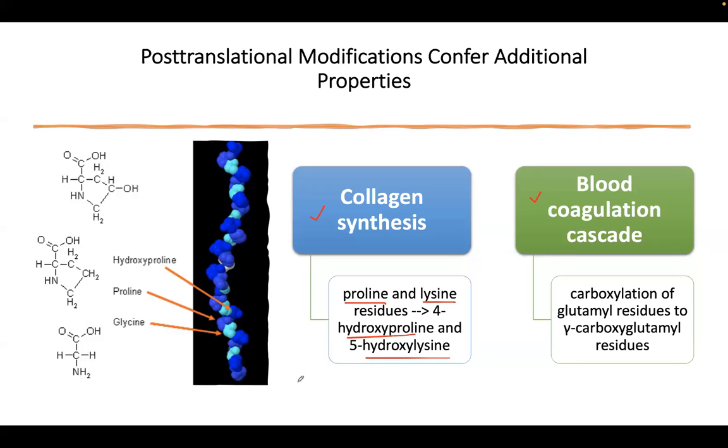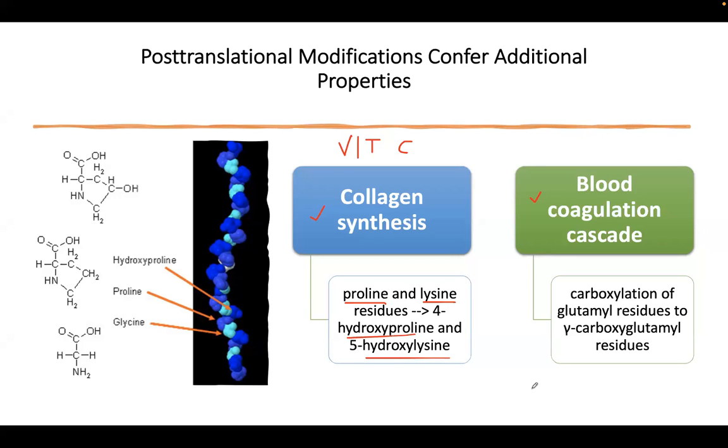Now, question, what important cofactor or vitamin is required for the hydroxylation of proline and lysine? It is vitamin C or ascorbic acid. Okay, vitamin C or ascorbic acid. Now, the next classic example of post-translational modification involves the blood coagulation cascade.